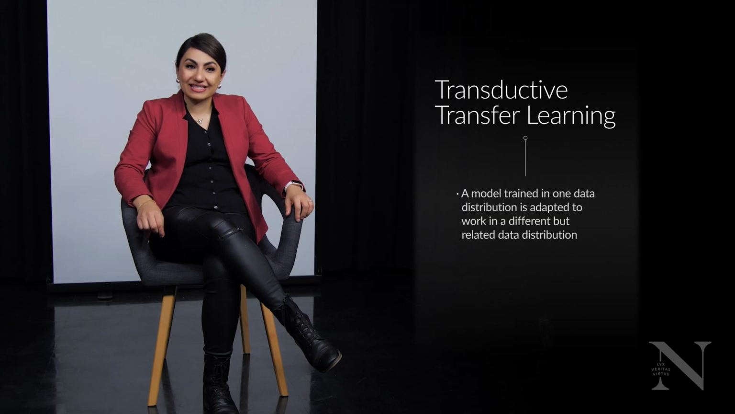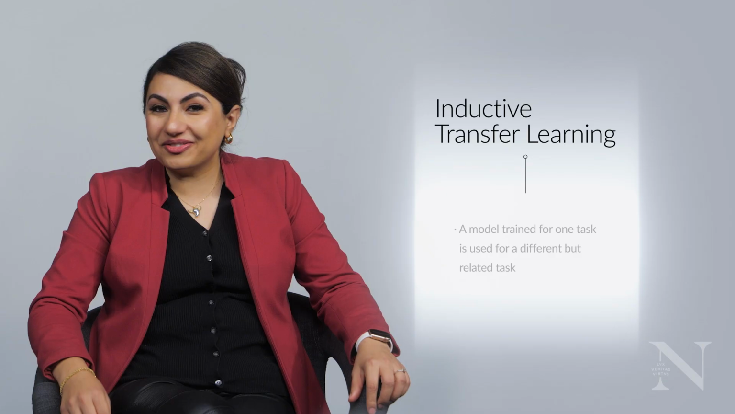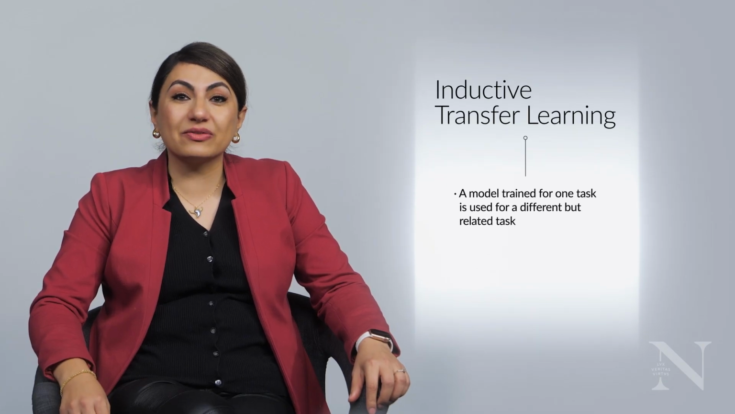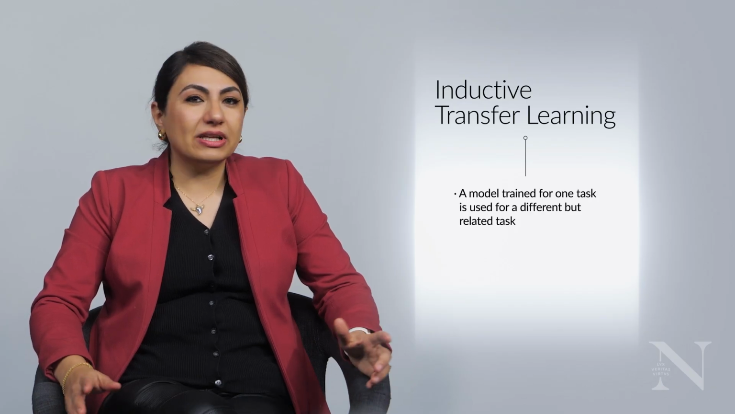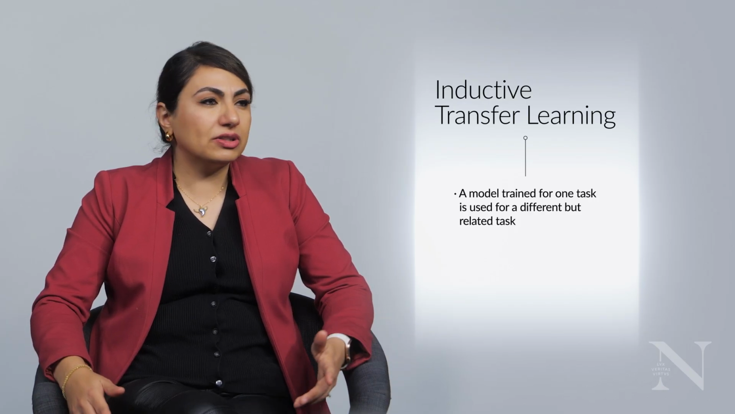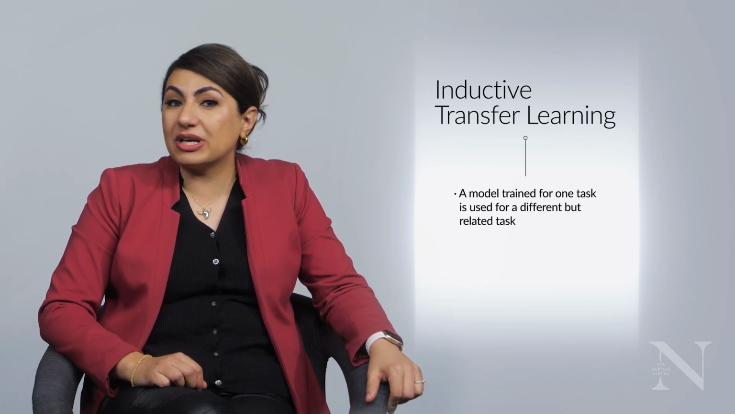Now, let's break down 3 key categories of transfer learning and their applications. First, transductive transfer learning, which means same task, different domain. Here, a model trained on one data distribution is adapted to work in a different but related data distribution. Examples include domain adaptation and zero-shot learning. Second, inductive transfer learning, different task, related domain. A model trained for one task is used for a different but related task. An example is a deep learning model trained for object detection, for example detecting cars, that is fine-tuned to detect pedestrians.